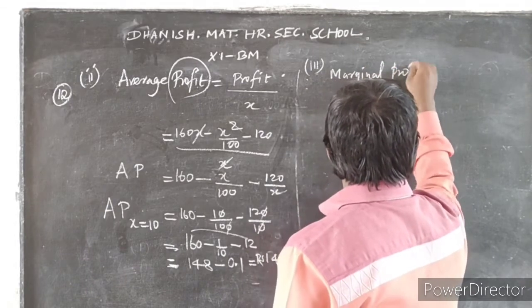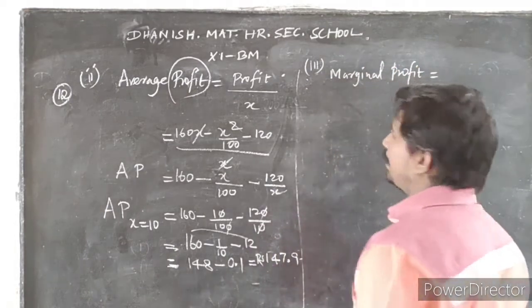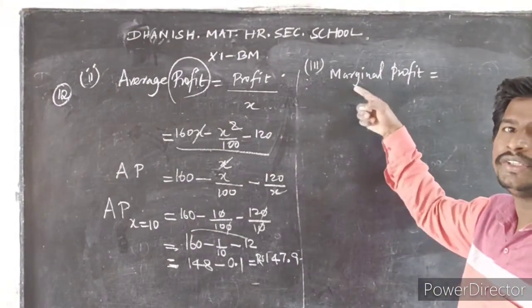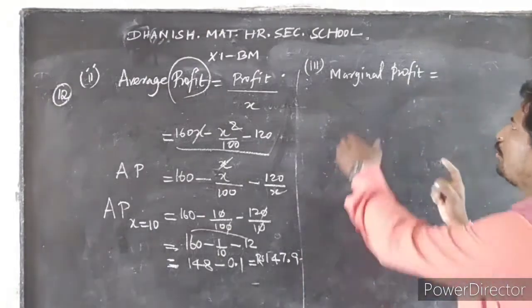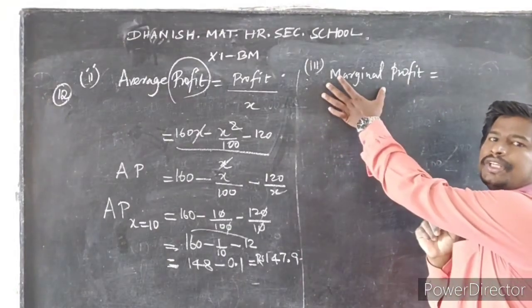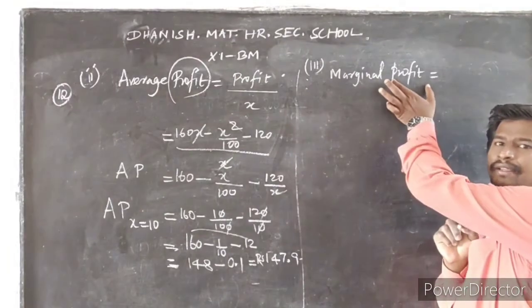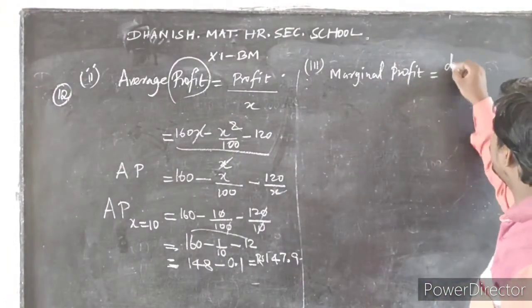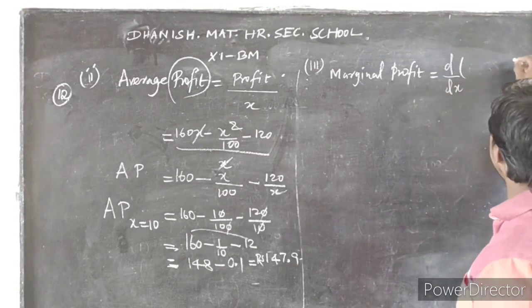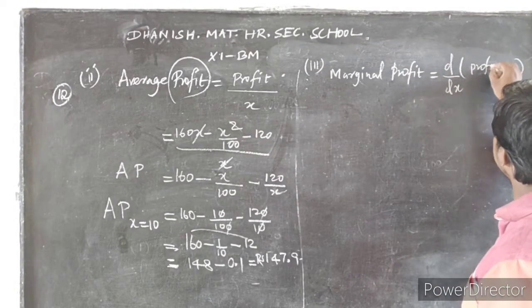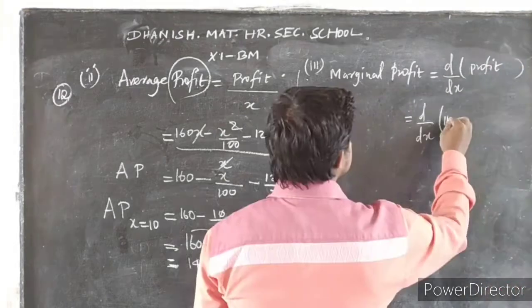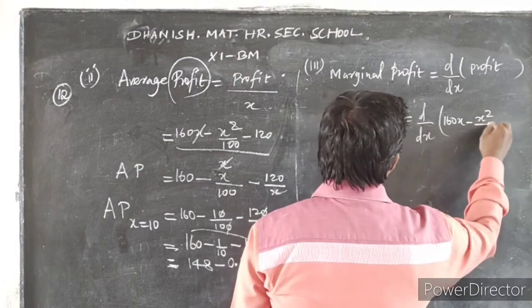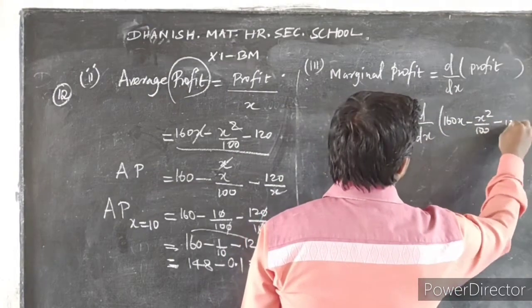Marginal profit equal to, if you want to find the marginal, we should differentiate the remaining. Already told you, if you want to find the marginal, we should differentiate the remaining. Here we are having profit as a remaining, so we should differentiate the profit. That's it. So d by dx into profit. So this is equal to 160x minus x squared by 100 minus 120.